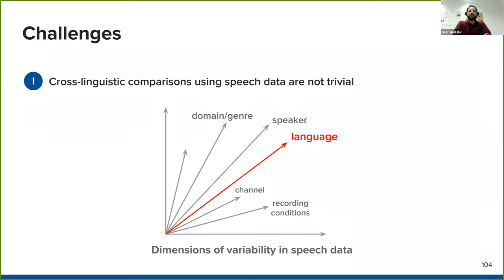It could be something like the number of speakers, because we train different models, and if one model is exposed to more speakers than another model, then this could affect our analysis. And this is something we always need to consider when we do any kind of cross-linguistic work with speech data.